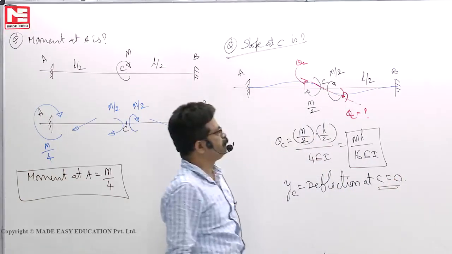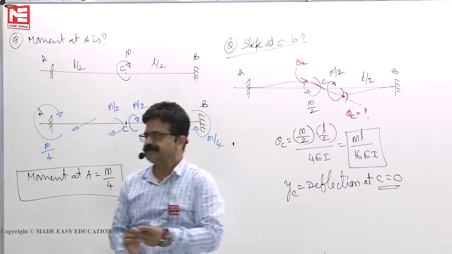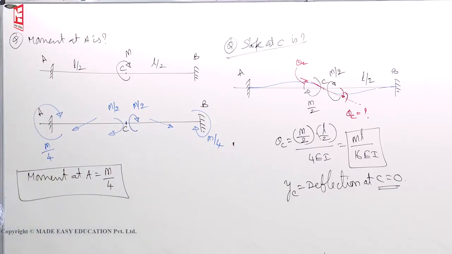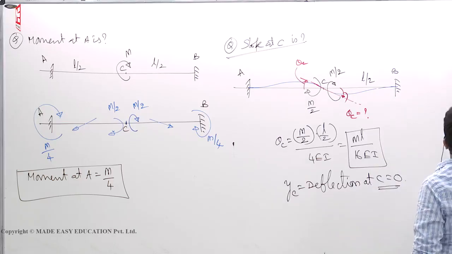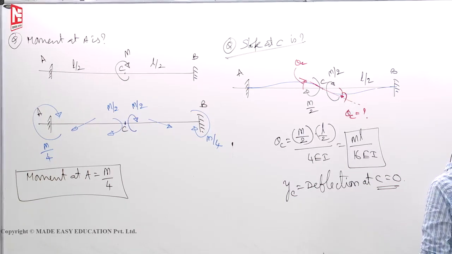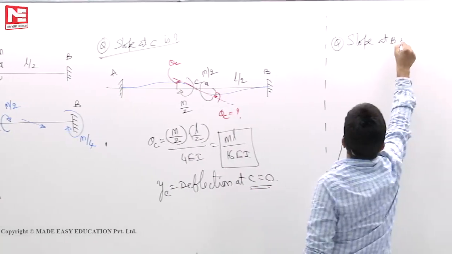Okay, like that. Now, similarly, one more problem. Let us see. A simply supported beam, we will take it. Slope at B is.